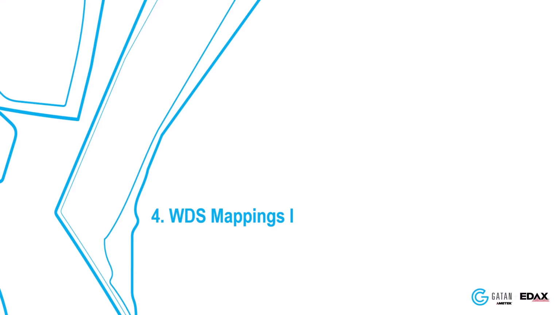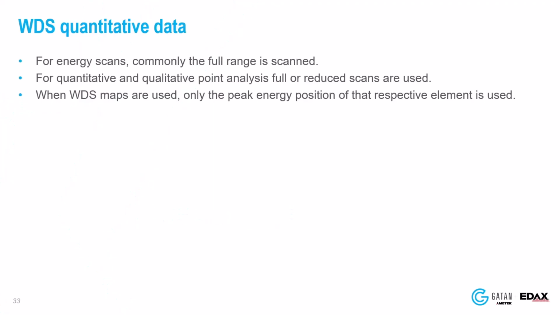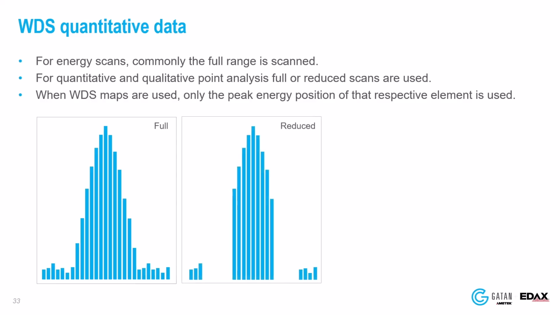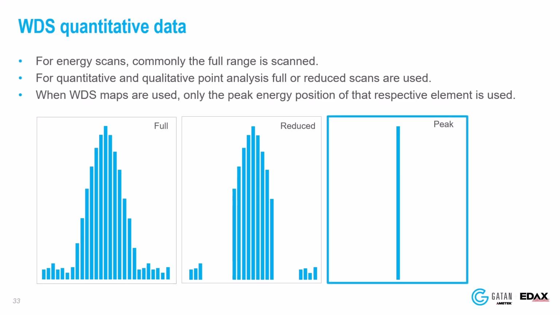In the next section, I would like to show you some examples of WDS maps. For WDS, we can scan data in 3 general ways: a full scan, a reduced scan, or only the peak position. Quantification can be done with both full or reduced scans, but for mapping, we only ever use the peak position, as otherwise the map would take too long.